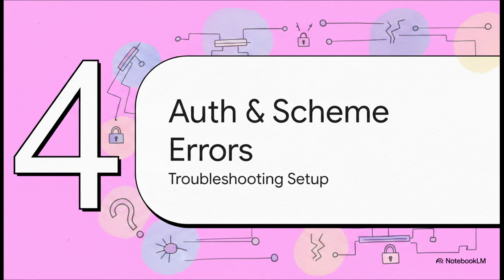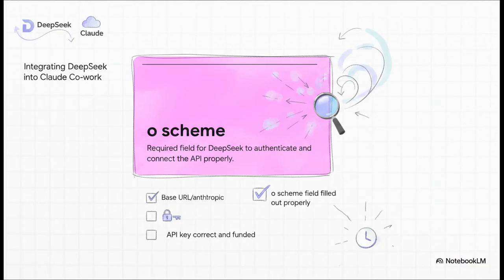All right, on to Section 4, Authentication and Scheme Errors. So you absolutely must fill in the OScheme field. It's a required syntax that DeepSeek's compatibility layer is expecting so it can properly authenticate the connection. If you're hitting a wall and failing to connect, just run through this quick troubleshooting checklist. Number 1, verify your base URL actually has that /anthropic path at the end. Number 2, ensure your API key is correct and actually funded. And number 3, double-check that the OScheme field is filled out. If you miss that one, your connection will simply time out every single time.